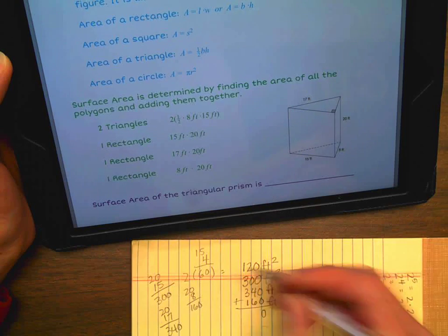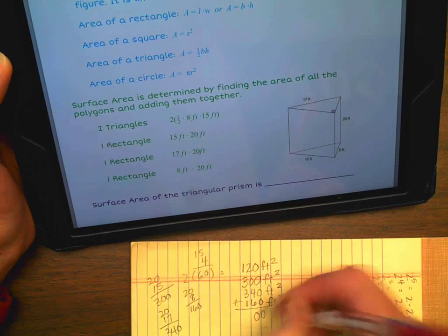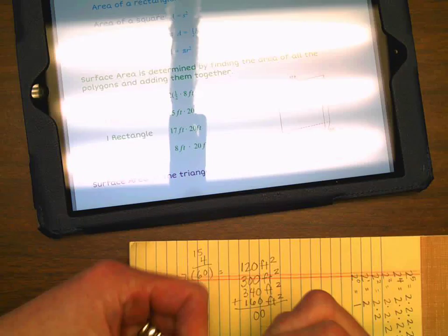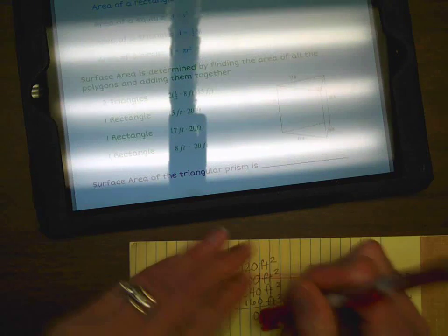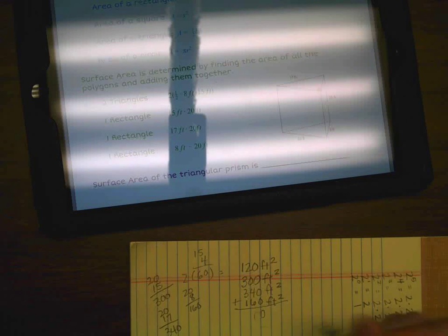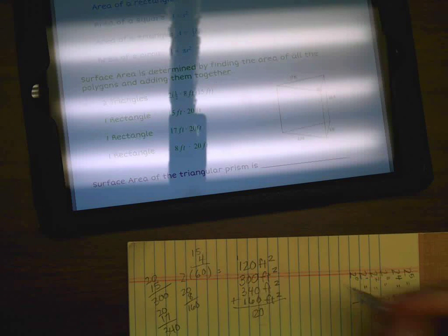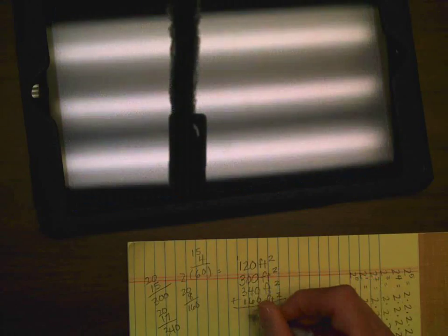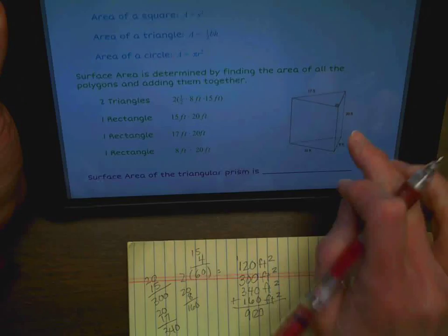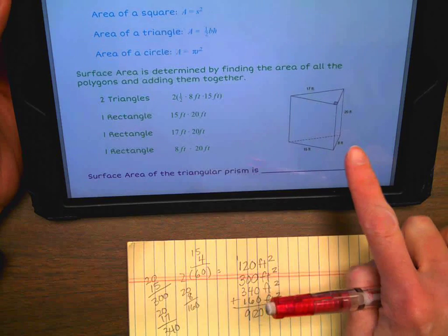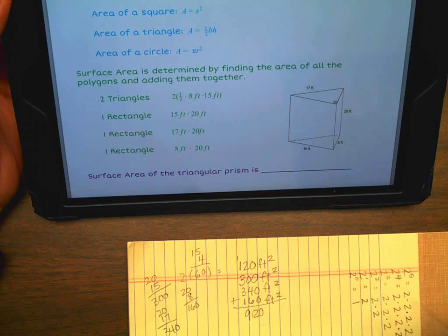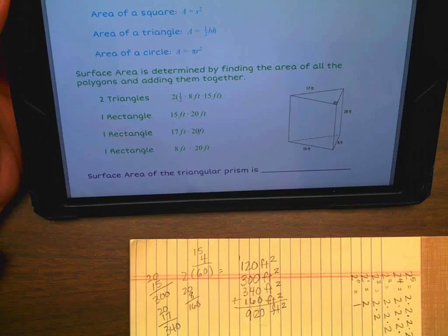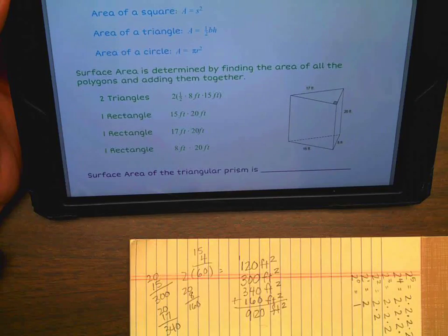0 plus 0 plus 0 plus 0 is 0. 4 plus 6 is 10. Oh, I forgot those two up there, sorry. So we need to now put two more into there. So 10 plus 2 is 12. I apologize, I'm going too fast. Regroup the 1, and then we have 1 plus 1 is 2, 3, 4, 5, 6, 7, 8, 9. So what I have found is that the surface area of this triangular prism, by doing our math, is 920 feet squared. So that's the surface area.